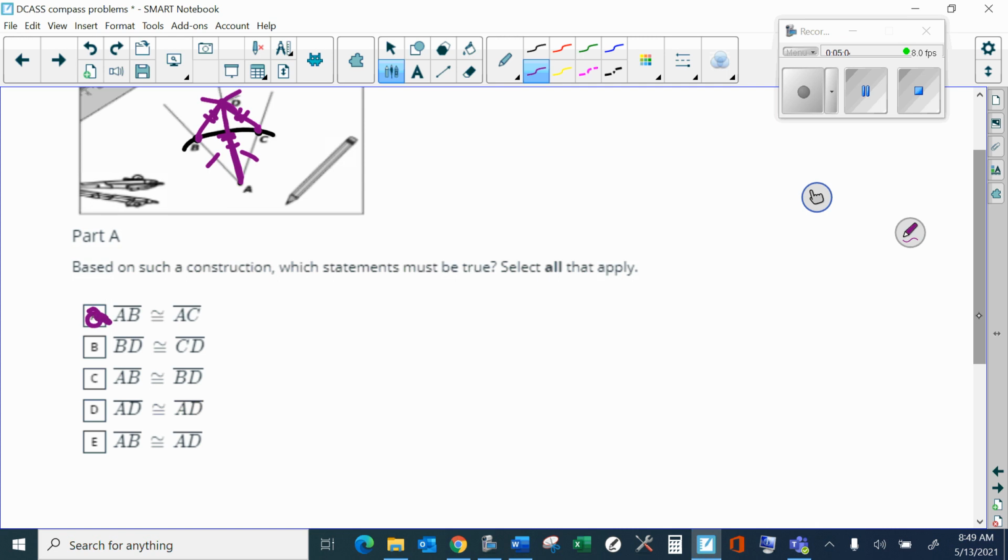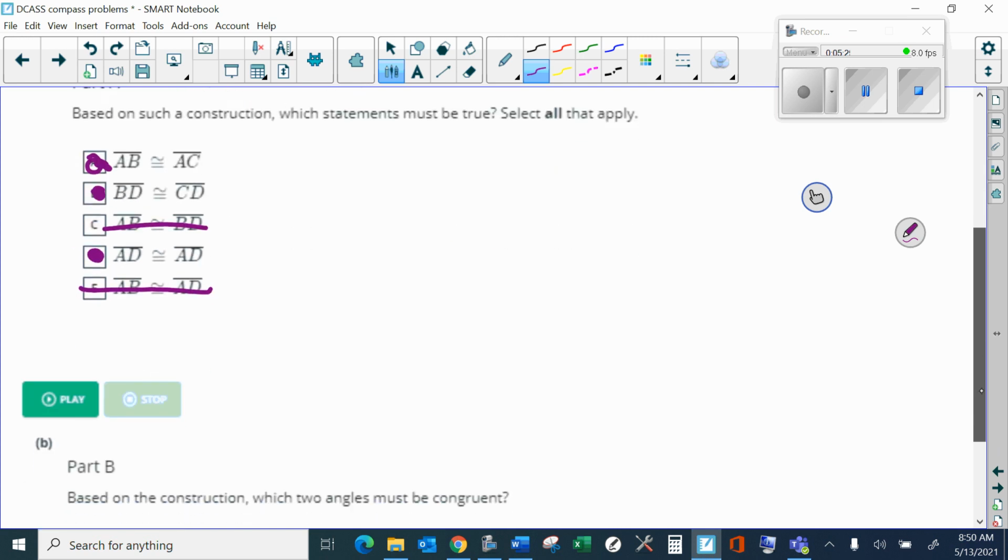BD and CD, yes. AB and BD, no. AD and AD, yes, congruent to itself. AB and AD, no. Okay, just what we have right there. Those three pairings, the one being the reflection property. Okay, so we need to know that.